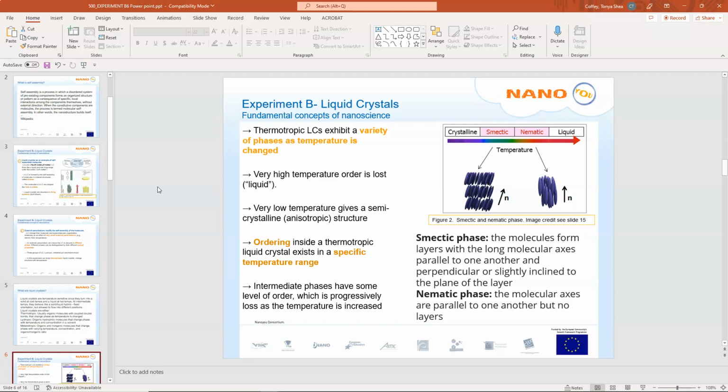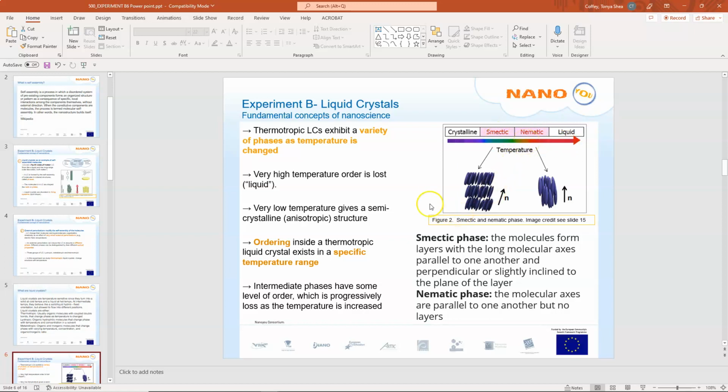So you'll have some order, but that order gets progressively lost as the temperature is increased. And what I mean by that is kind of shown here on this diagram. You can see that there's a transition in the picture from cold temperatures where it's crystalline to what's called a smectic phase, then a nematic phase, and then finally the liquid phase. So what are these intermediate phases?